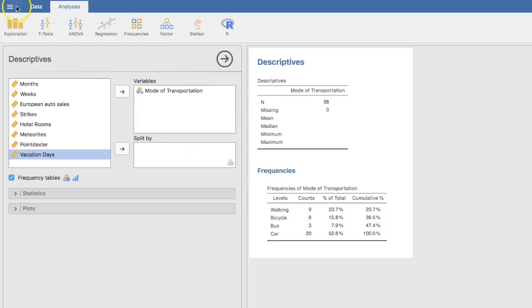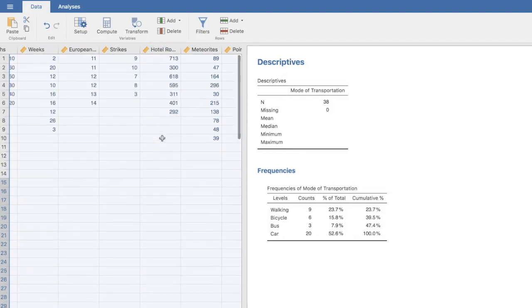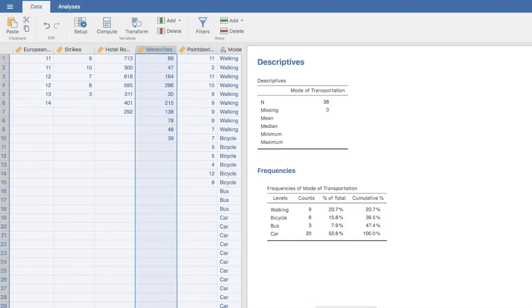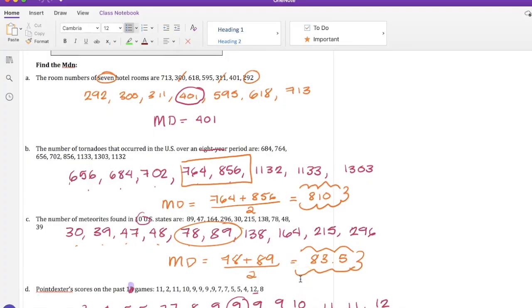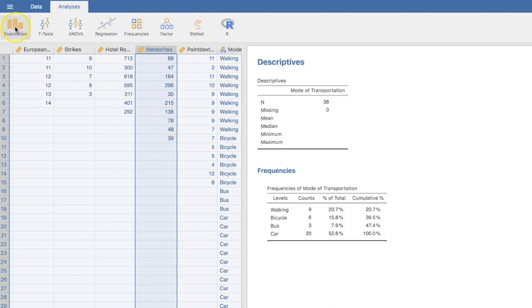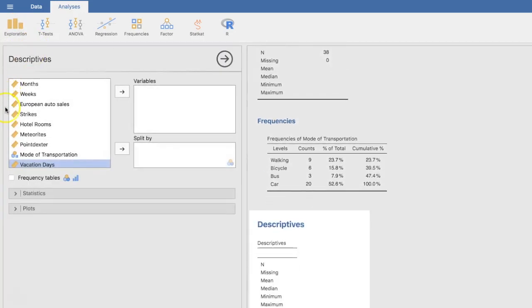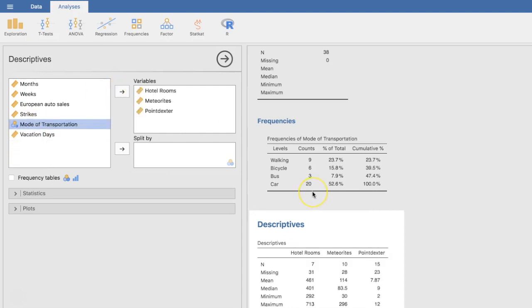Let's go to Jamovi. I'm going to go to data. So here it is, hotel rooms. It's the same data. And I have meteorites, and I have Poindexter's scores in the past 15 games. We don't know what kind of game, we just know it's their scores. So I'm going to go to analysis, exploration, and descriptives again. And then I can do all of them together. Isn't that nice? I can just drag them. I am looking for the median. And that's what they are.